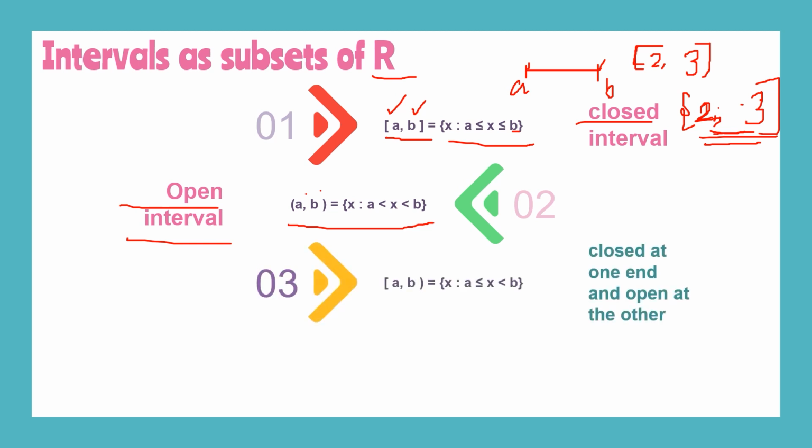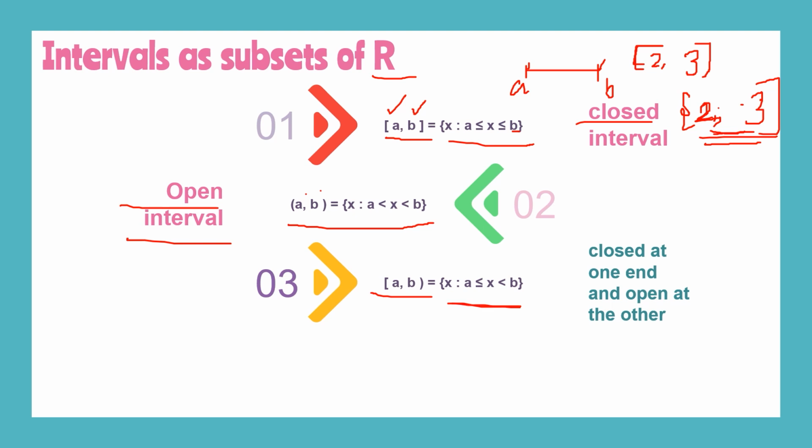The other way is one side can be open and the other side can be closed. See here, A is closed and B is open. It means the number A is included in the set and B is not included. In between, all the other numbers are also included. So we can write this as A less than or equal to X, because A is included, and X less than B, because B is not included. This is a form of writing this interval.